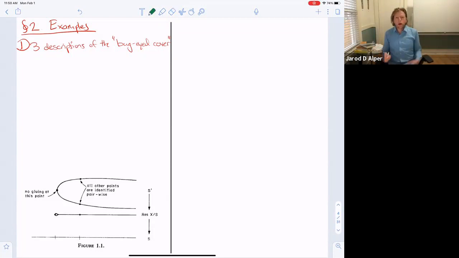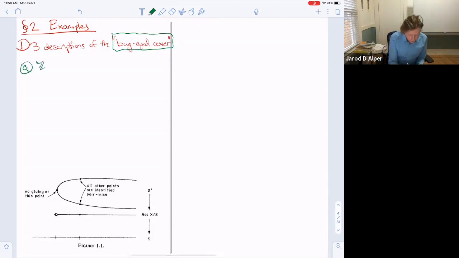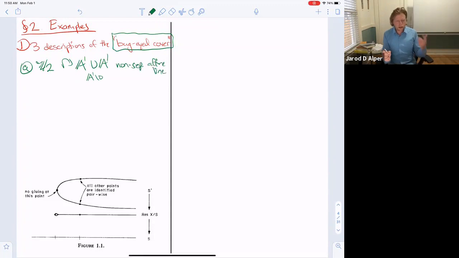Okay. So I'm going to give three descriptions of what Kollár calls the bug-eyed cover. And we've seen it before. I just haven't used that terminology. The first one is I'm going to take the action of Z mod 2 on the non-separated affine line, A1 union A1 over A1 minus the origin. And the Z/2 action is, so this is the picture, going to act freely by swapping the origins and by the involution x goes to minus x.